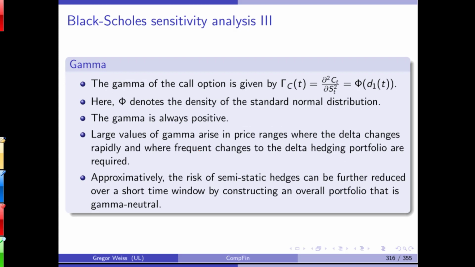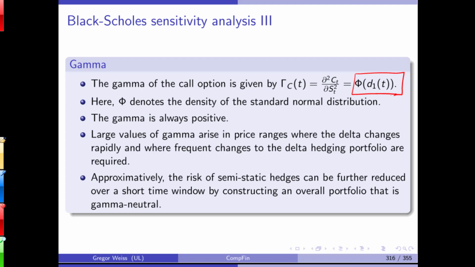You also have the option gamma. The option gamma is the second partial derivative with respect to S. This is the option gamma for a call, which is why it's called gamma C. It is given by phi of d1, where phi denotes the density of the standard normal distribution. Gamma is always positive. Large values of gamma arise in price ranges where the delta changes rapidly and where frequent changes to the delta hedging portfolio are required.